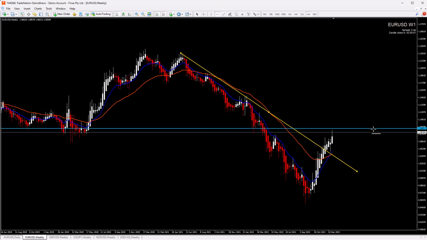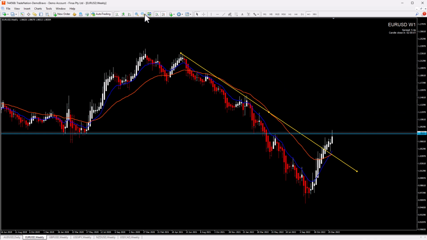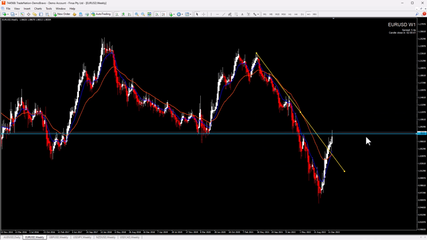We are around the resistance zone right now. If I zoom out, you will see that this is resistance. The next resistance is up here, around this.